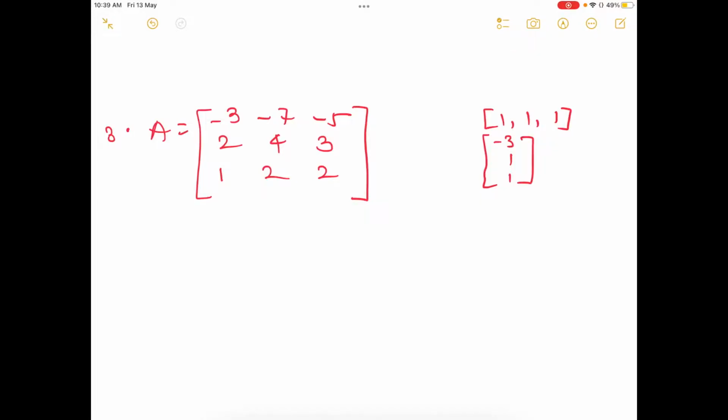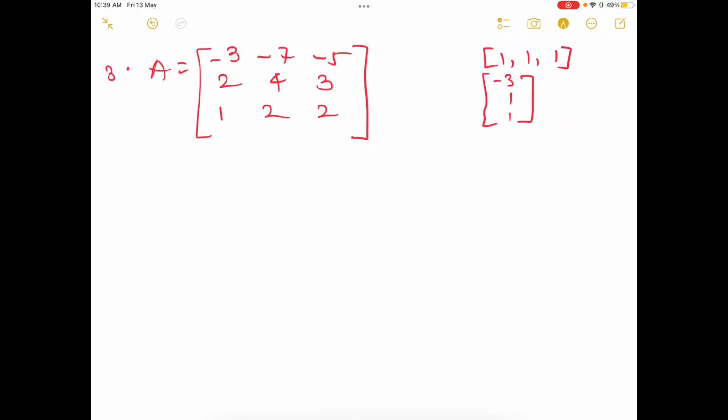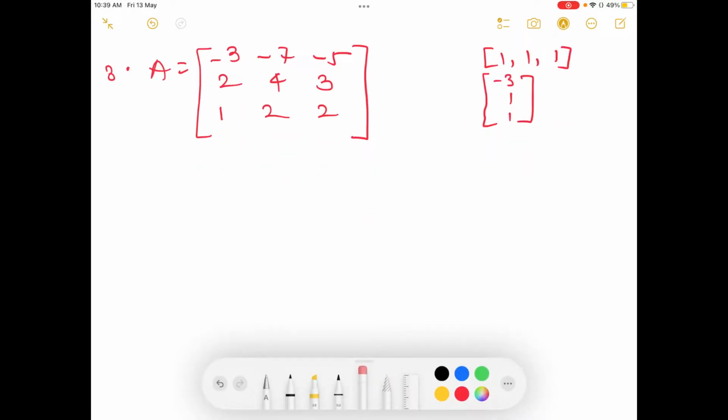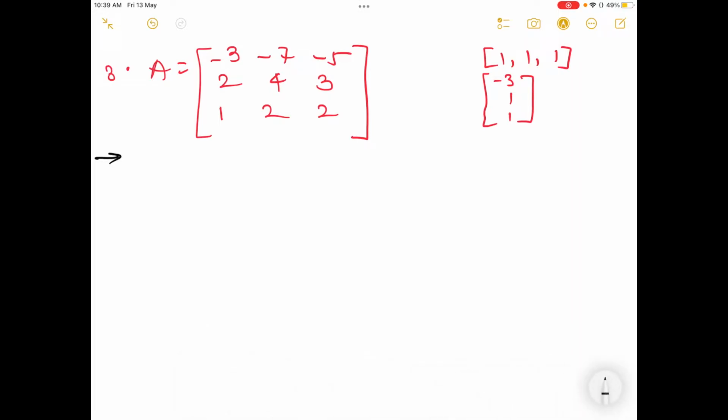Continuing with the type of questions where we have to find eigenvalues and eigenvectors, in this video we are going to be solving a matrix having the same eigenvalues. The question is A equals [-3 -7 -5; 2 4 3; 1 2 2]. We have to find the eigenvalues and the eigenvectors.